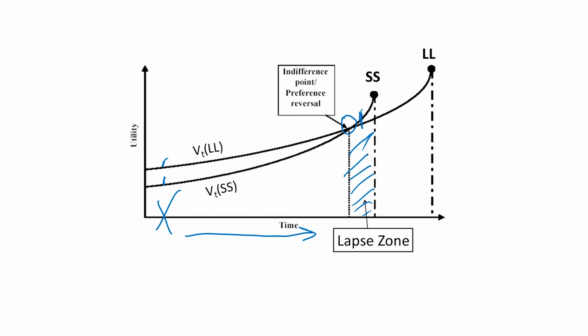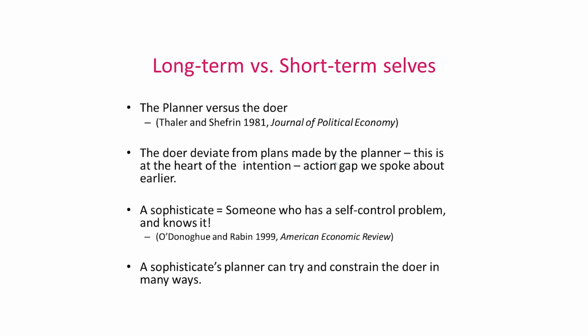Another way of looking at this analysis is to make the claim that there are almost two different kinds of entities within us. One who sees the world from here, and the other one who sees it from here. The first of these entities is the planner, the rational and the wise part of us. The second is the doer, the impulsive part of us.